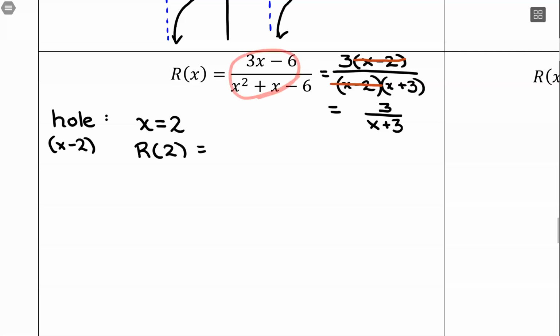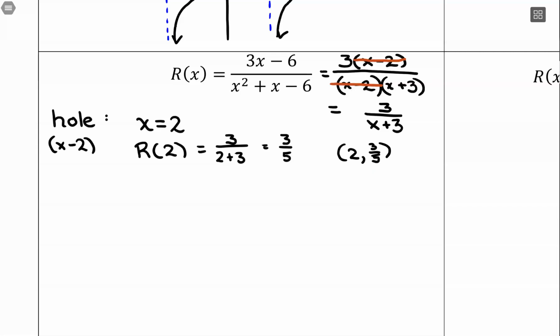Now, if I plug it into this original form, which you can try out in your calculator, it's going to come out undefined. Because if I plug in 2, we're going to end up with a 0 in the denominator. So when you plug in, use the simplified form. So we're going to use 3 over 2 plus 3, which will give us 3/5. So what we're going to do is write this coordinate down, this coordinate 2, 3/5.